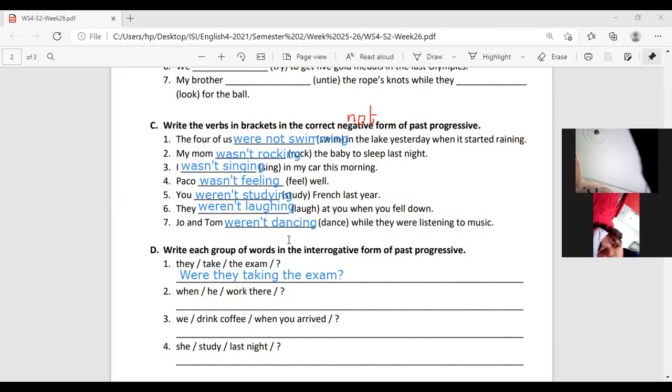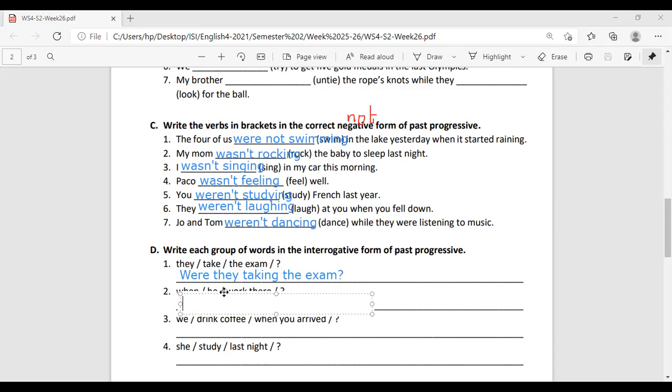So first of all, what should we start with? I have to start with the WH word, right? So I say when. Then after when, I have to use was or were, right? Depending on the subject. So here I have he. He takes what? Was or were? Was. So we say when was.